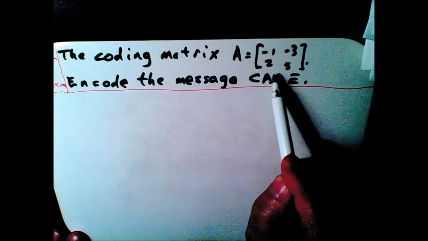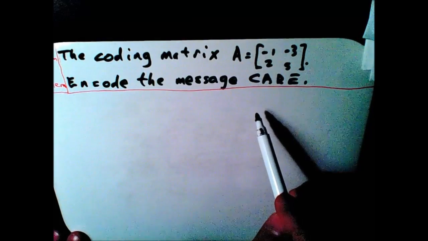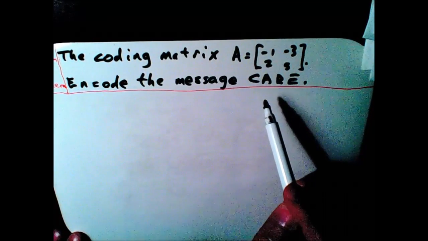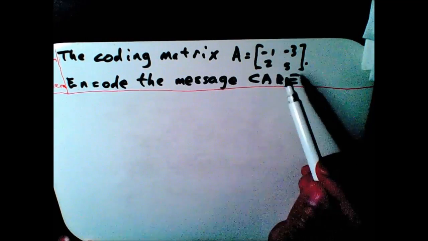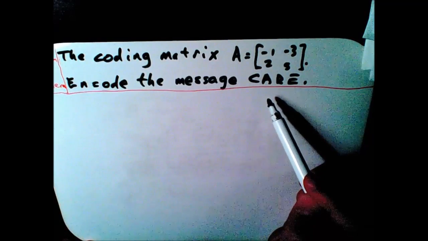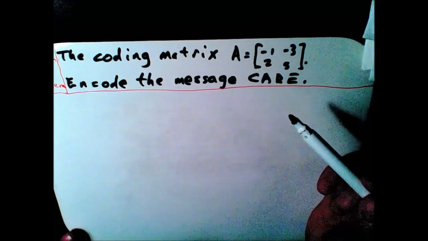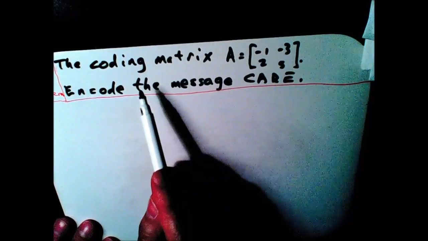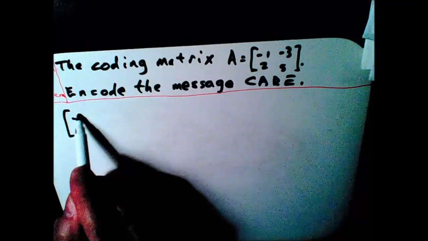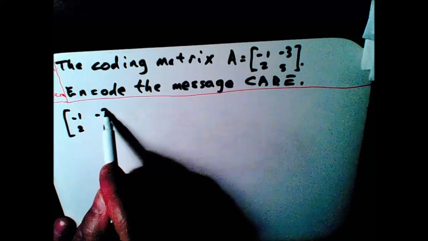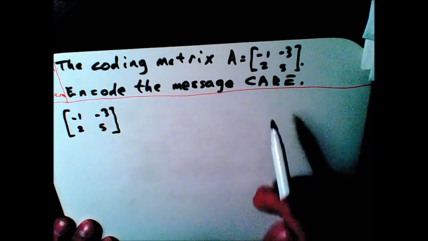And that's the purpose of this coding matrix. And the people on the other end of this message, they also have this coding matrix. And so once they get this matrix that we're going to send, they're going to use A here to decode, and then they'll get the message to CARE, and then we'll all be caring people together. Well, the way it works is you take this coding matrix, a 2x2, and you multiply it by a matrix representing the message CARE.